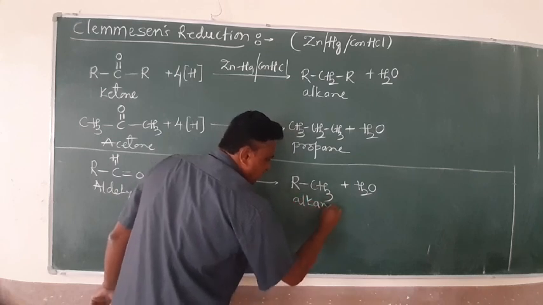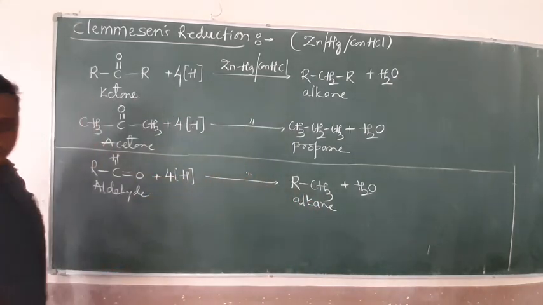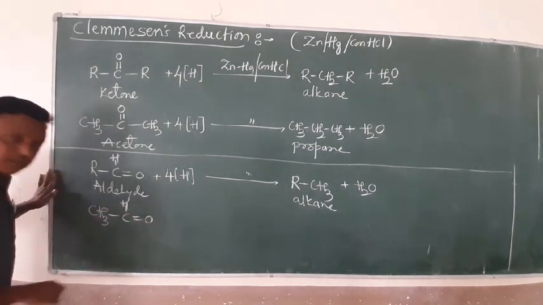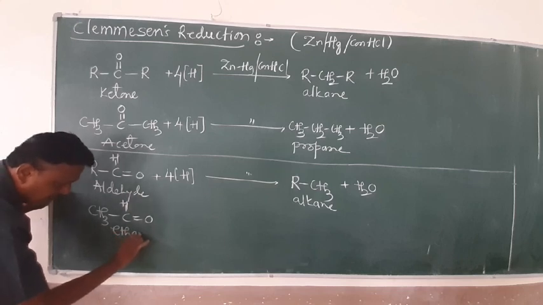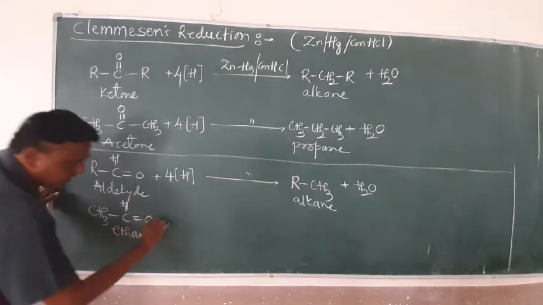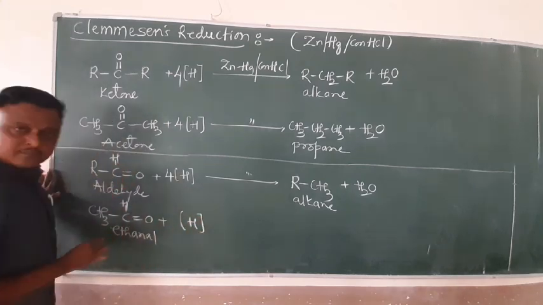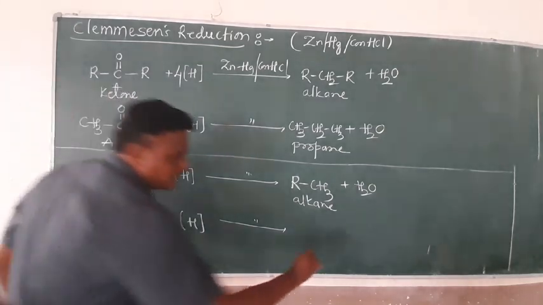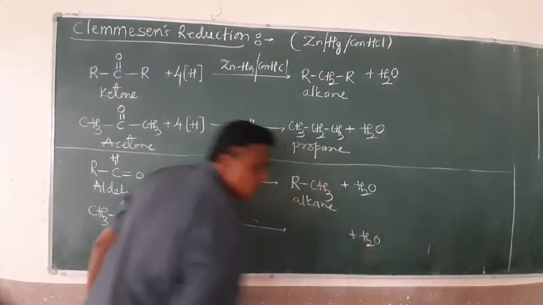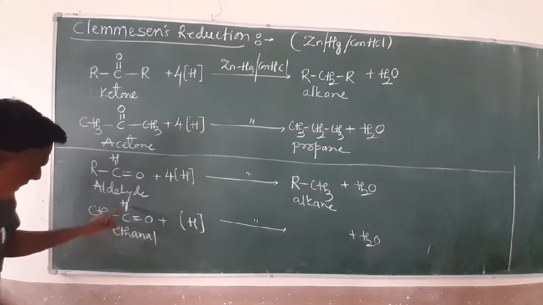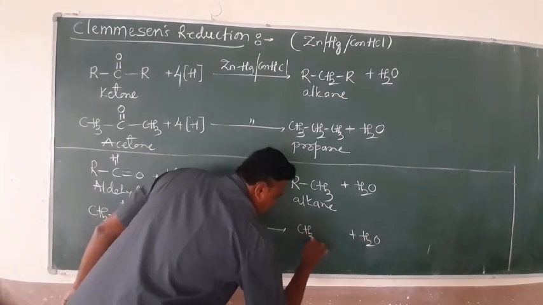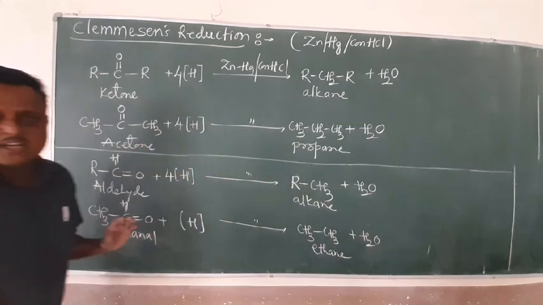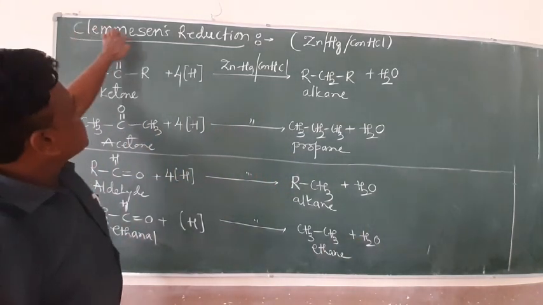Now it is the same. Consider CH3 C double bond OH, named ethanal or acetaldehyde. It undergoes reduction with the same zinc amalgam with concentrated HCl, releasing water, to become CH3 CH2 with added hydrogen, that is CH3 CH3. We call it ethane. Very interesting reaction, simplest reaction. I repeat, Clemmensen's reduction reaction.